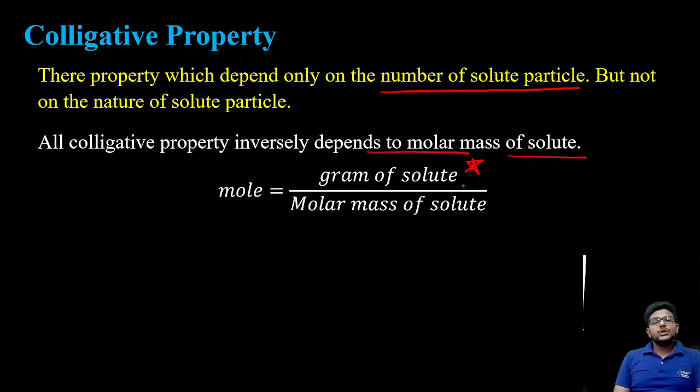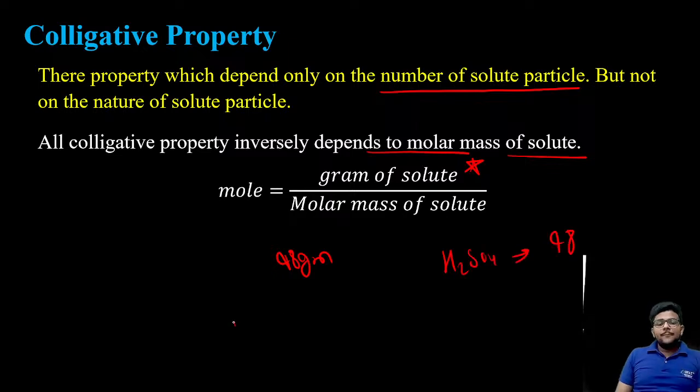Suppose you are given 98 grams of H2SO4, and you have to calculate its number of moles. The given weight of the solute H2SO4 is 98 grams, and the molecular mass of H2SO4 is 98. So the number of moles in 98 grams of H2SO4 is 98 by 98, which means 1 mole.